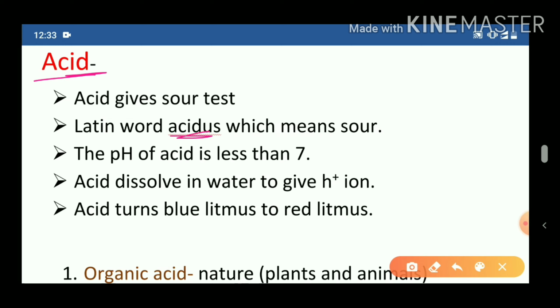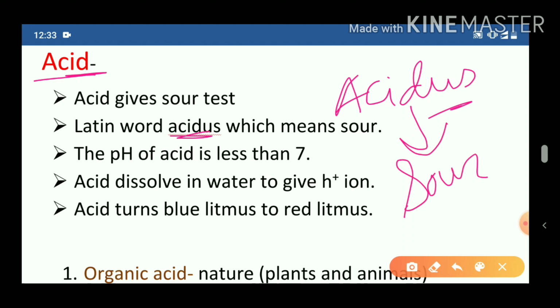Now first important thing, the acid is taken from a Latin word. The word acid is taken from a Latin word acidus, which means sour. The Hindi of this sour is khatta. Have you ever tasted lemon, mangoes? These all are sour in taste. So first thing is acid gives sour in taste.